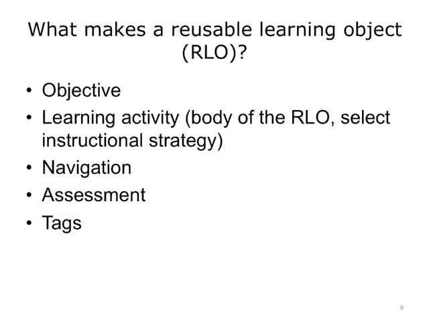The most basic parts of a learning object are a learning objective, a learning activity, the activity is the body of the RLO, selected to meet the instructional strategy, navigation to guide the learner through the session, assessment of the learner's KSA, knowledge, skills, or attitude, and tags or labels with metadata. Every learning object has descriptive information, allowing it to be easily found by a search.